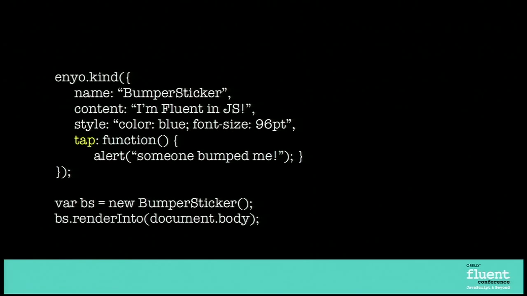So in this case, I've set up a tap function, and so if someone actually clicked on that bumper sticker, then I'm going to handle it by bringing up an alert. But we have kind of a much more sophisticated thing. Like I showed earlier, you can create your own custom events, and those can be sent up and down the hierarchy of objects as well.